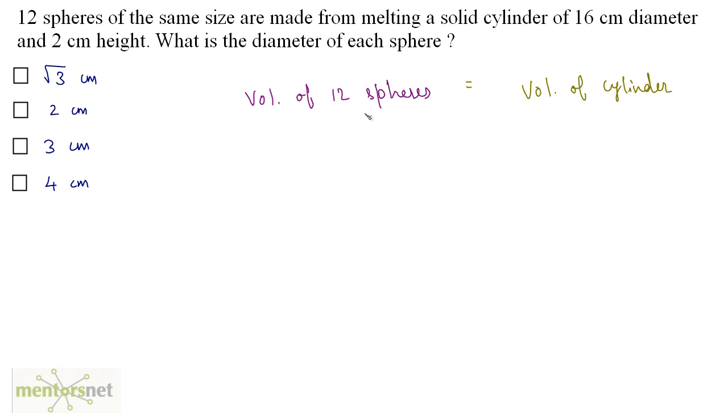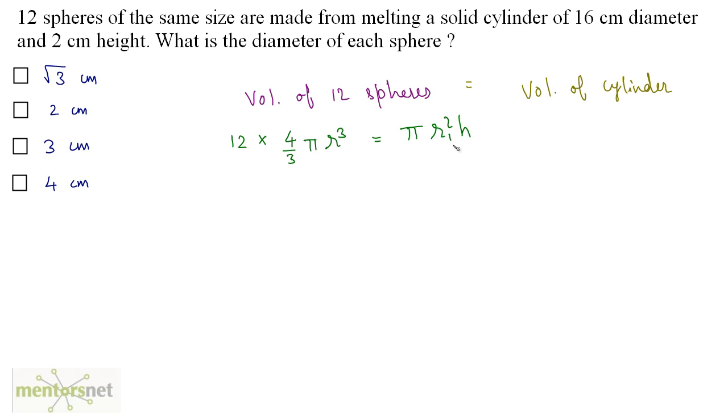Now, as the spheres are of same size, I can say the volume of 12 spheres is equal to 12 times the volume of one sphere. So 12 times, what is the volume of a sphere? Well, that's 4 by 3 pi r cube. This is equal to the volume of the cylinder. Well, what's the volume of the cylinder? Well, that is pi r square h.